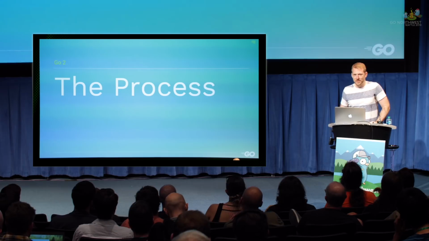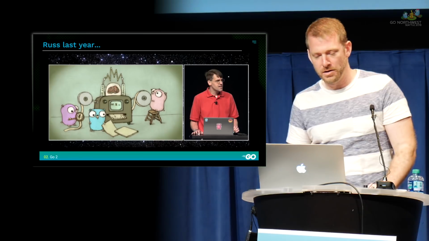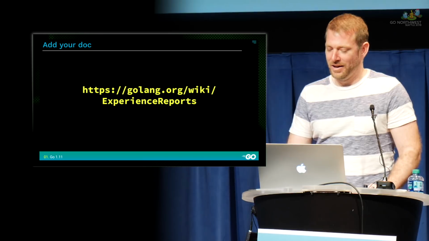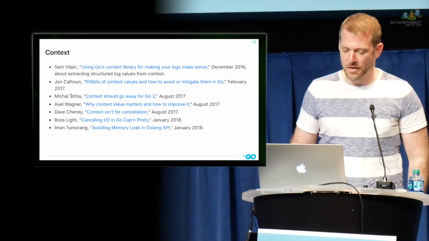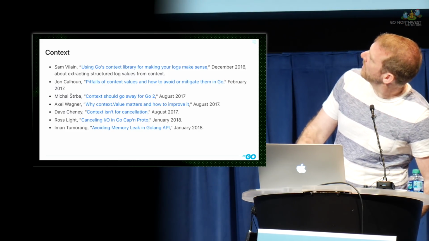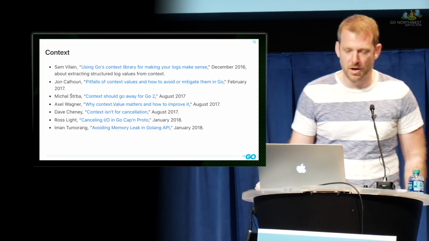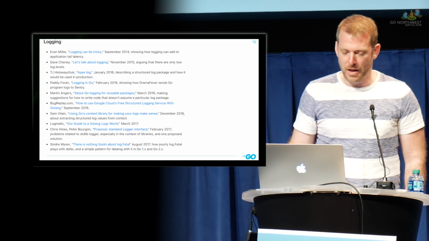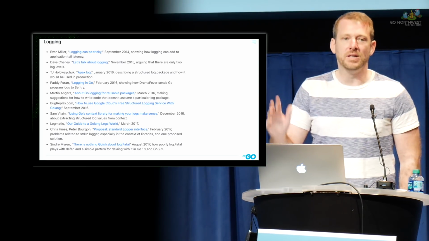So in terms of the process for getting to Go 2, Russ gave a talk last year at GopherCon, and he basically said, write a doc, say what works and doesn't work in Go, and there's this wiki page that has tons of stuff, like people, is it all complaining? There's probably some praise. Talking about contexts, and how context could be changed, and people talk about slices and things. It's a really long page. A lot of people have opinions about logging, and so the plan is to read all these.